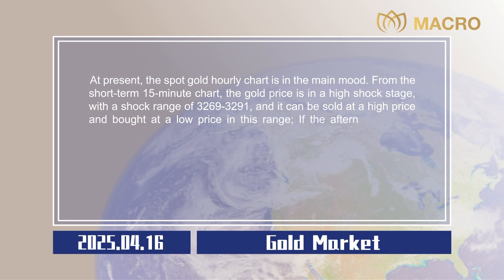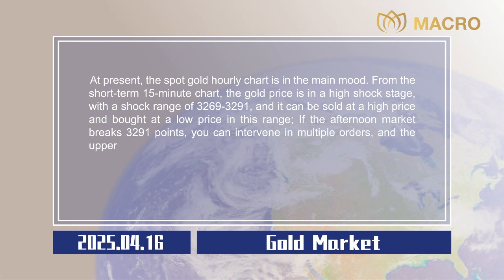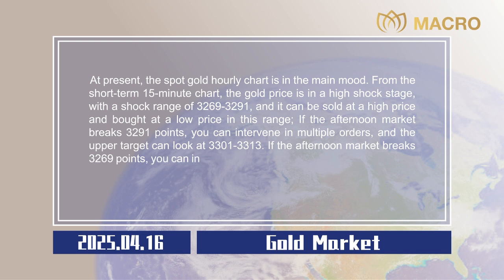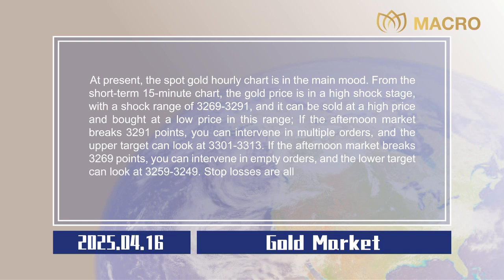If the afternoon market breaks 3,291 points, you can intervene in multiple orders, and the upper target can look at 3301 to 3313. If the afternoon market breaks 3,269 points, you can intervene in empty orders, and the lower target can look at 3259 to 3249. Stop losses are all $5.